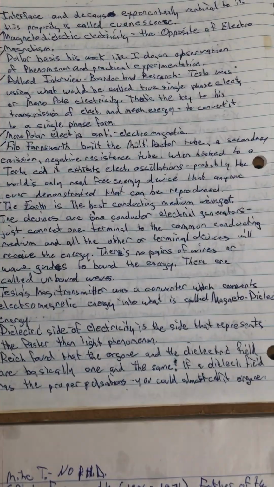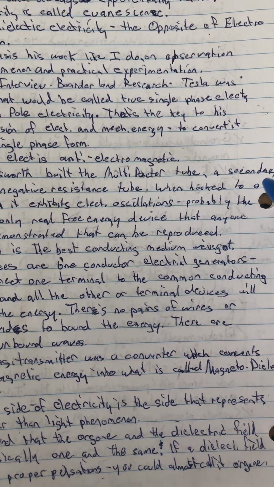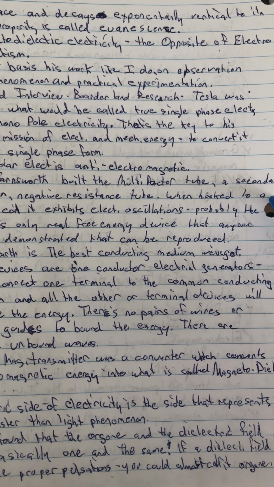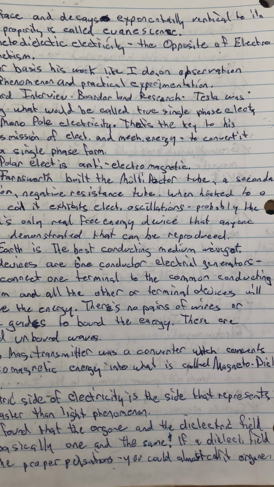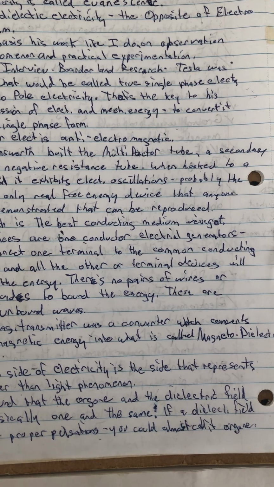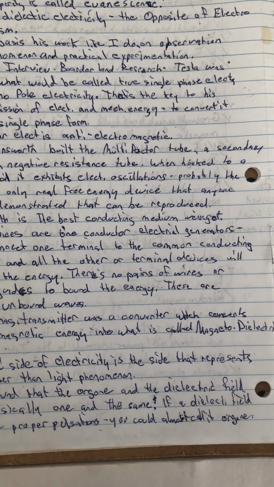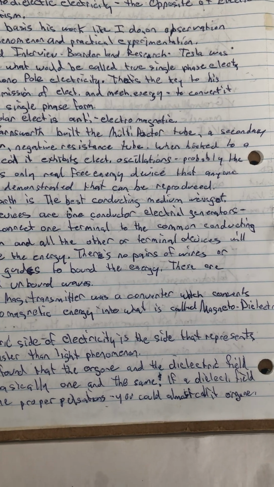As Eric Dollard says, Philo Farnsworth built a multipactor tube, a secondary emission, negative resistance tube. When hooked to a Tesla coil, it exhibits electric oscillations. Probably the world's only real free energy device that anyone ever demonstrated that can be reproduced.